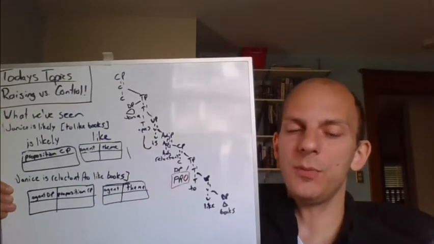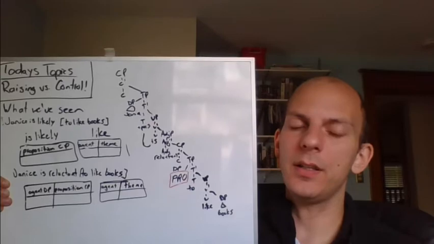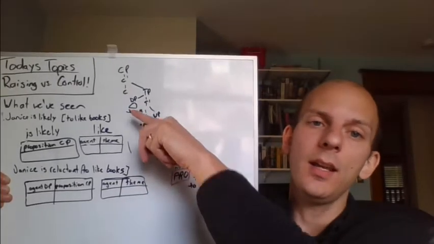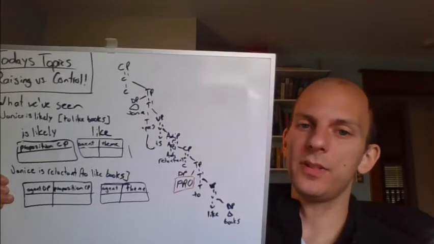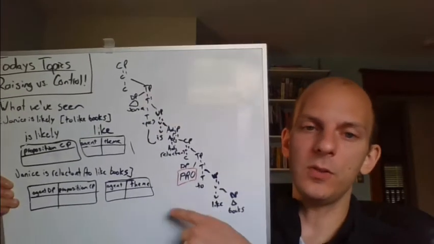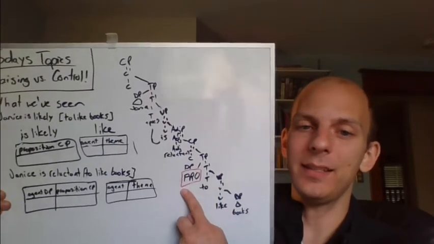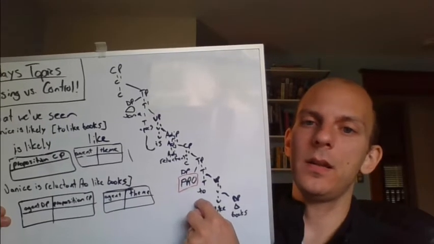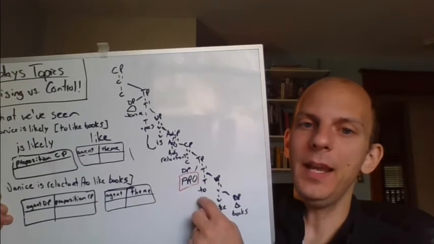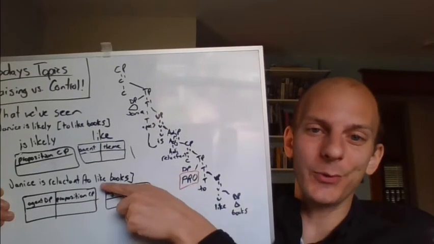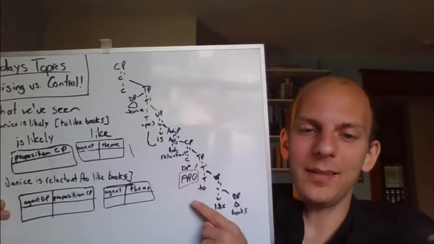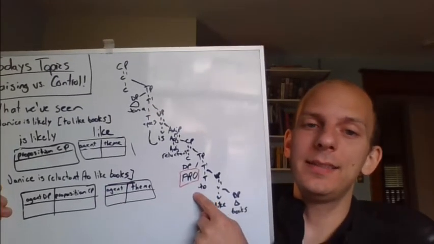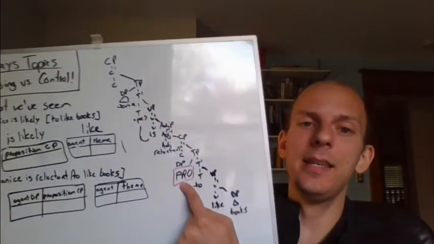Well, one reason we said it moved up in the raising structure is to satisfy the EPP, to fill that subject position. But the other reason Janice moves is because it can't receive case here, because this is a non-finite clause, a non-finite embedded clause in this case. That's still true in this control sentence. This is still a non-finite clause and thus still cannot assign case to pro.